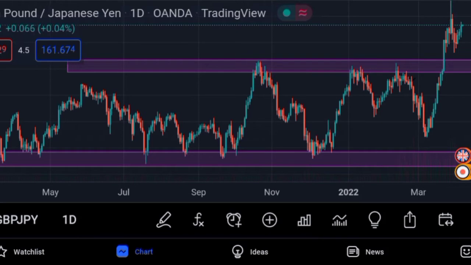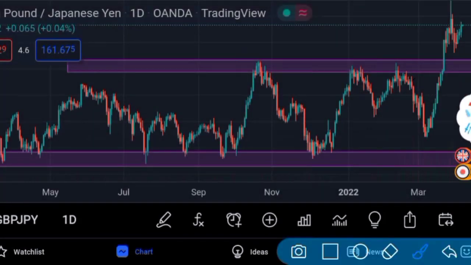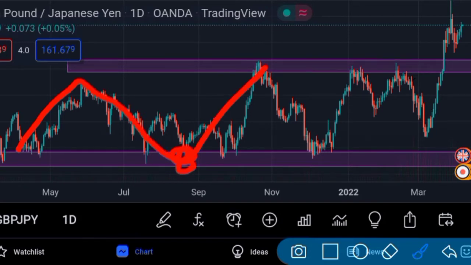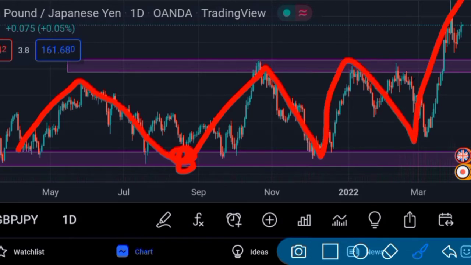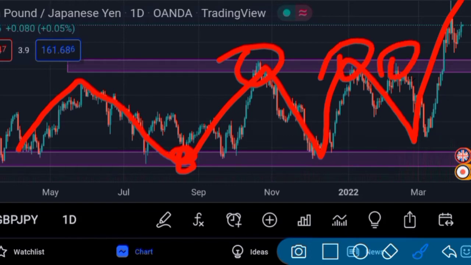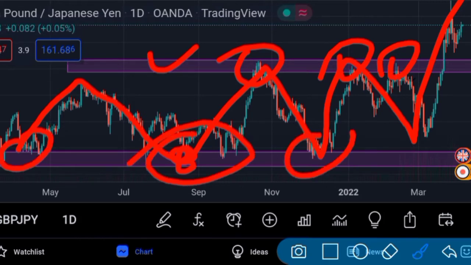Now this is what happened here. As you can see, price was moving on its own down to this point and then down here, and finally it broke above the resistance. If you look at what has been happening here, price touched this point first, a second time, and a third time on the resistance. On the support also, the first, the second, and the third.